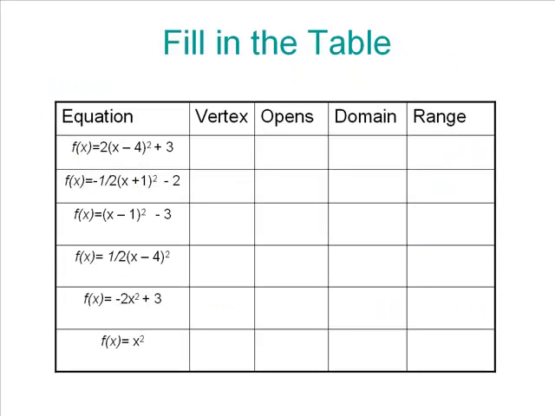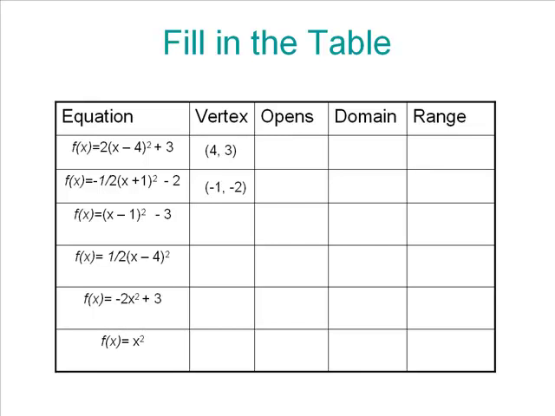So let's practice the information that we've just talked about. Here, our first function, f of x, is equal to 2 times the quantity x minus 4 squared plus 3. The vertex of this parabola is going to be at (4, 3). Remember, h is going to be the opposite of the sign in the formula, and k is going to be the same as the sign in the formula.